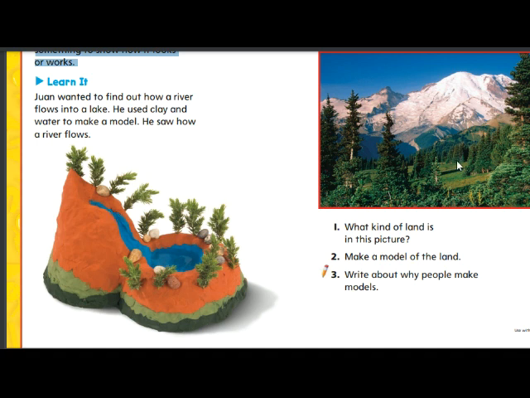So look at this picture over here. Think about these questions you'll be answering. Number one says, what kind of land is in this picture? I see what looks like a hill right here. I also see some mountains in the background. You're going to make a model of the land and you're going to write about why people make models.